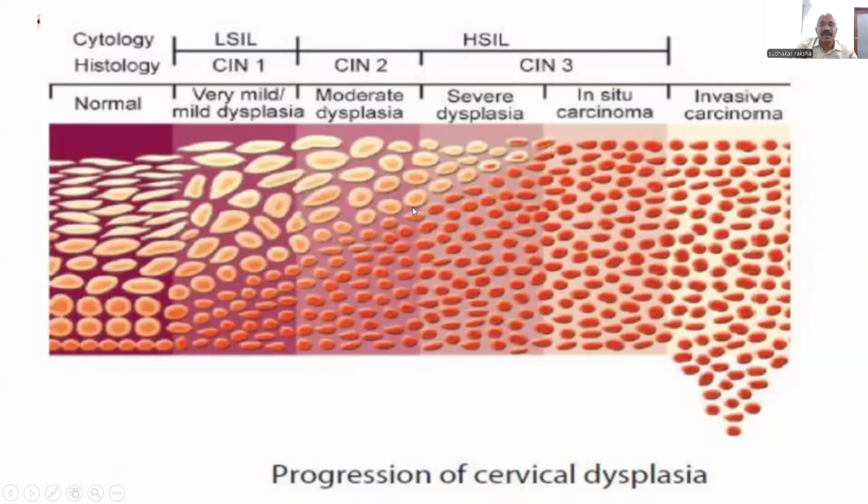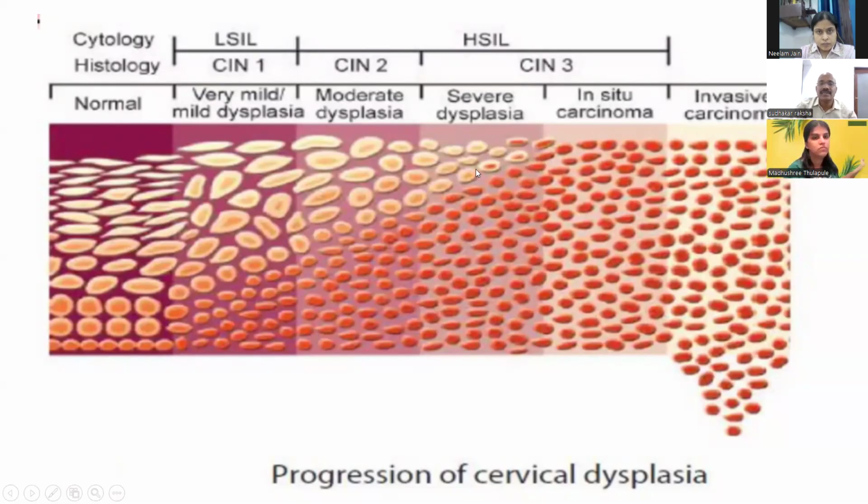If the abnormal cells are extending up to two thirds of the epithelium, that is called CIN2. If the cancer cells are seen extending to the upper one third of the cervical epithelial lining, then it is called CIN3. In situ carcinoma means the entire thickness is involved, and invasive carcinoma means the abnormal cells are going beyond the basement membrane into the stroma. That is invasive carcinoma. So CIN is cervical intraepithelial neoplasia.